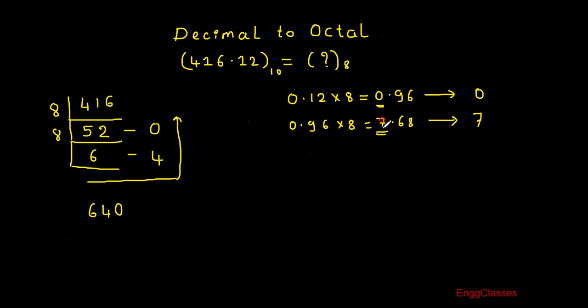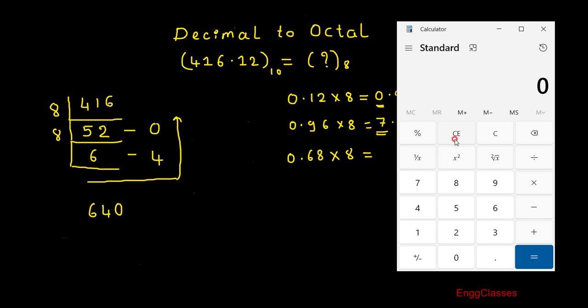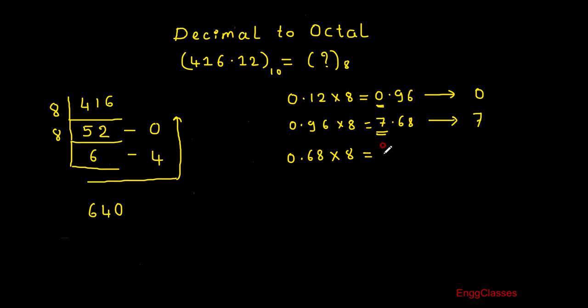Leaving out the integer part, what I have in the fractional part is 0.68. I would consider 0.68 for the next iteration. I would multiply this by 8. Let me check in the calculator. 0.68 into 8. What is the answer? It is going to be 5.44. Let me write over here 5.44. Again at the integer part I have 5. So let me write 5 over here.